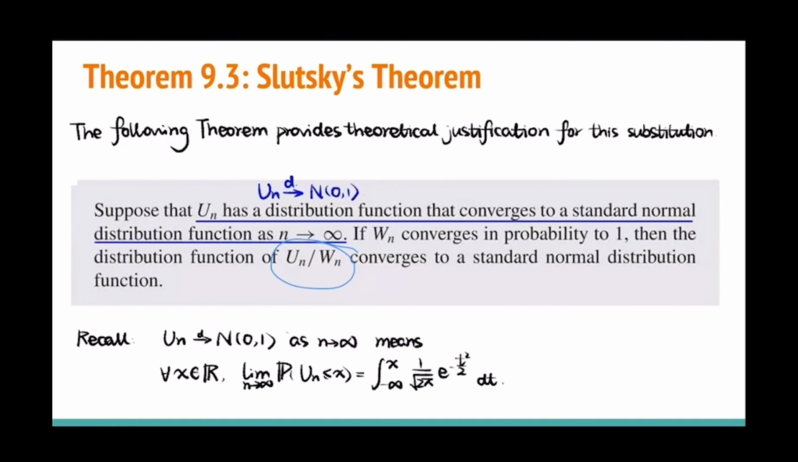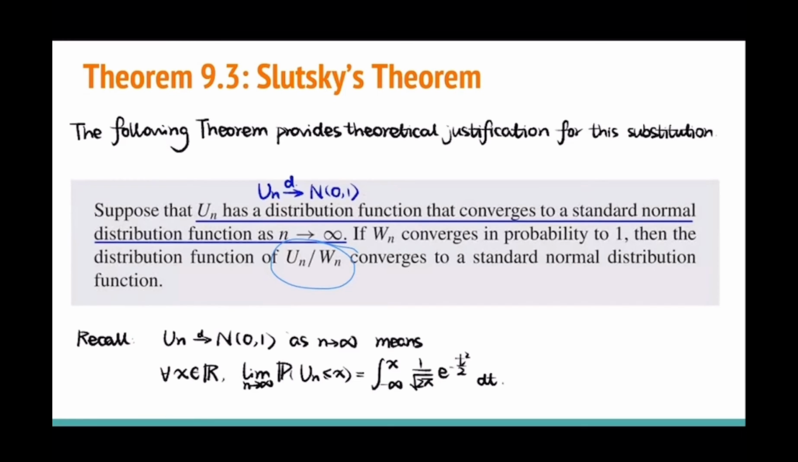Because the denominator converges to one, the ratio Un divided by Wn is more or less going to be Un. Which means the distribution of that convergence is not going to change. So what am I talking about? The distribution of Un is also going to be the distribution of Un divided by Wn, because if you look at the statement here, Wn converges in probability to one. That's what we mean.